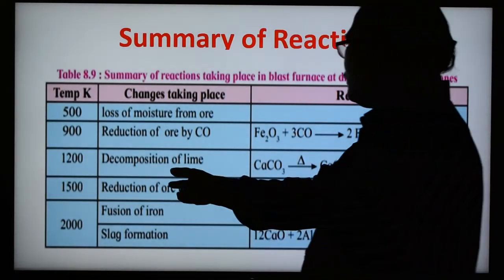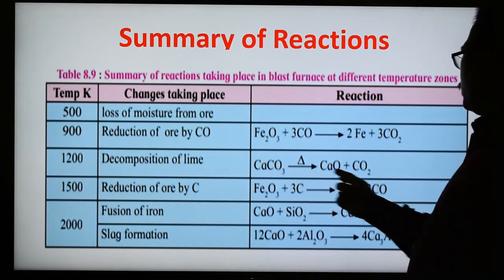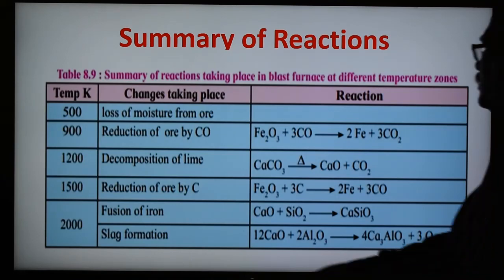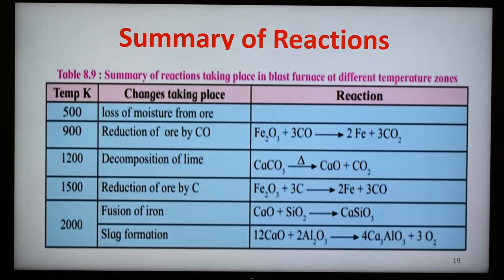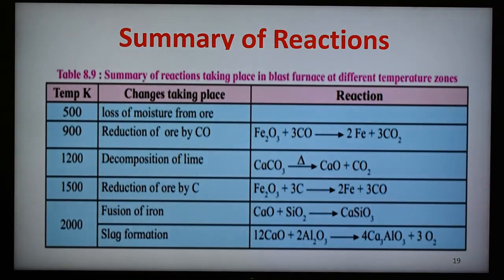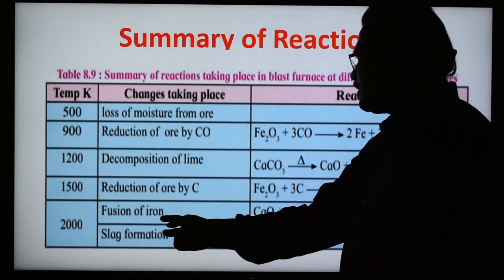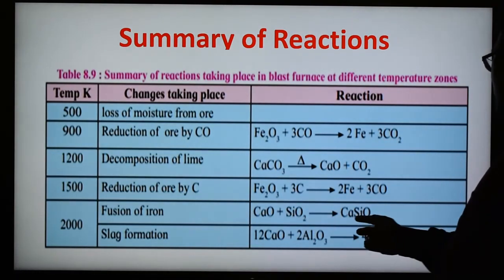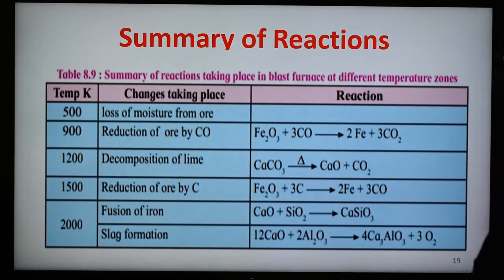At 1200, decomposition of lime takes place, so CO2 gets evolved, forming CaO. At 1500, reduction of ore by carbon takes place, and the ore undergoes reduction with carbon, forming impure metallic iron. After that, at 2000 Kelvin, fusion of iron takes place, that is, the CaO and silica can be removed easily, and slag formation takes place.